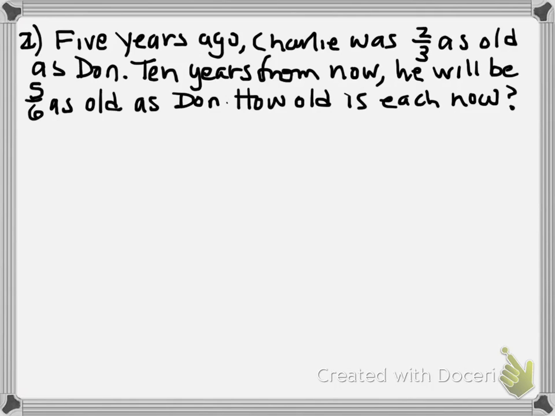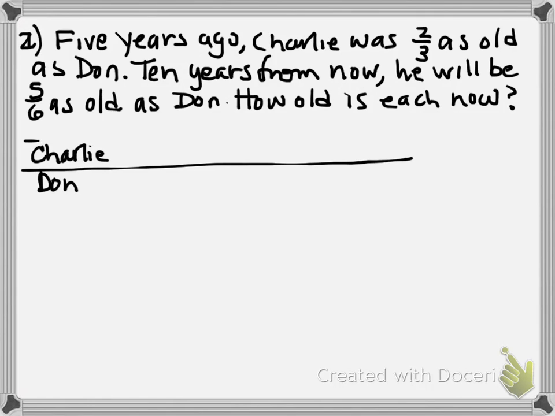So again, 5 years ago, Charlie was 2/3 as old as Don. 10 years from now, he will be 5/6 as old as Don. How old is each now? Okay, so who are my people in this one? Charlie and Don. And guess what I'm going to use as their variables? Now, even though the problem talks about their age 5 years ago and their age 10 years from now, it asks us to answer how old are they now.